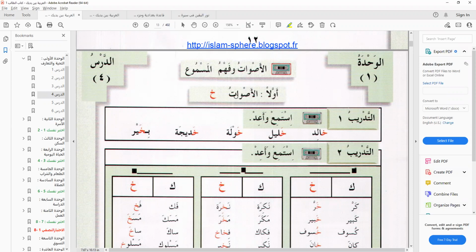So awalan, the first one, al-aswat kha. So we are starting with the letter kha. Kha is one of the most difficult letters in Arabic. Kha, kha, kha, as if you want to produce some phlegm. Quite a difficult one. So not ha, not ka. Kha, okay? So how do we pronounce this?